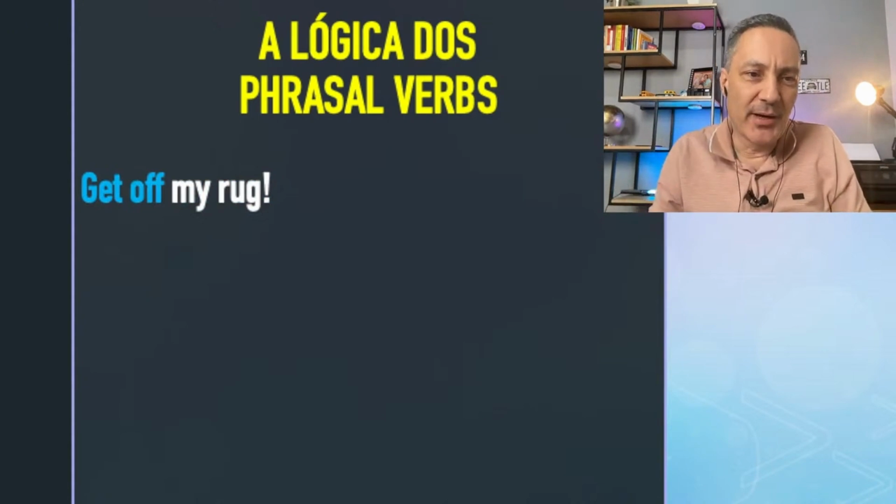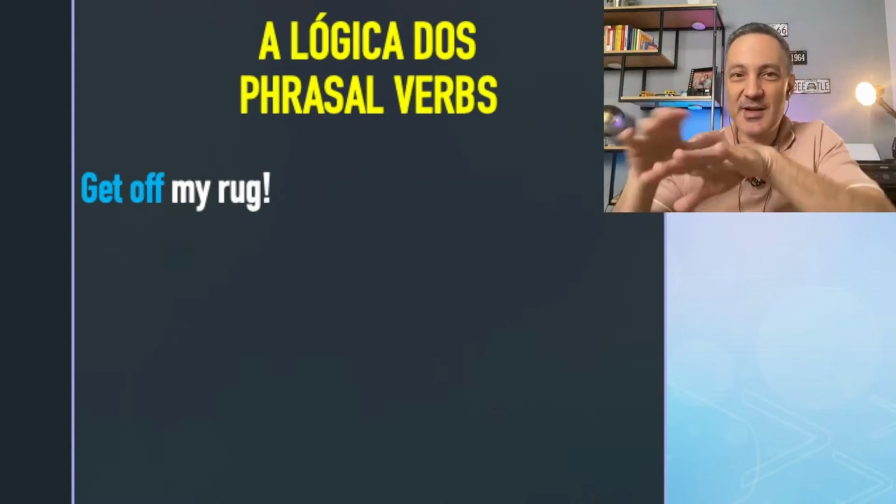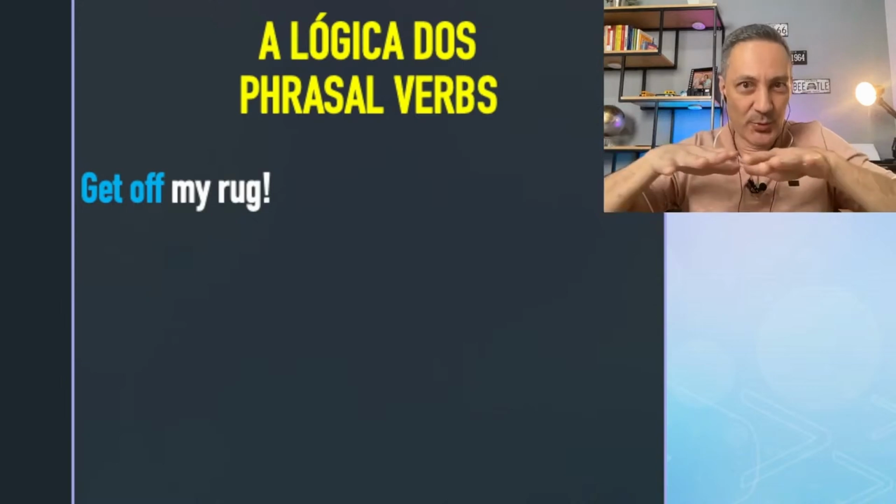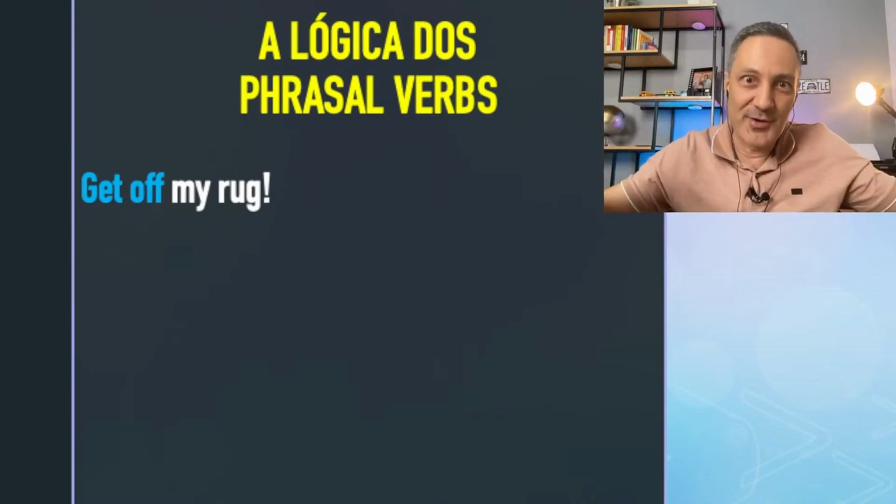Get off my rug. You come into the house, there's a rug on the floor, okay? Rug. If you have a living room, of course you have a living room.